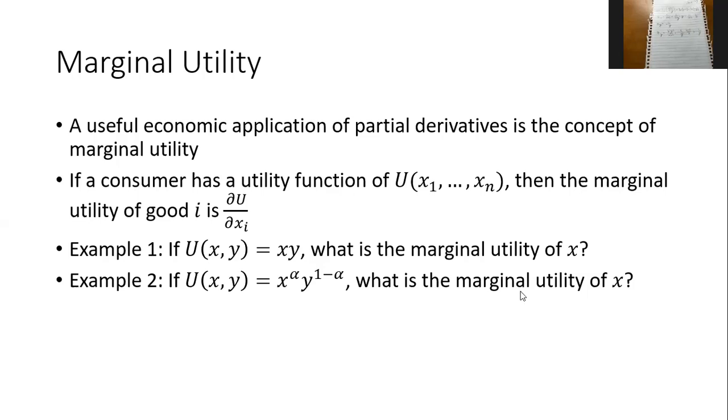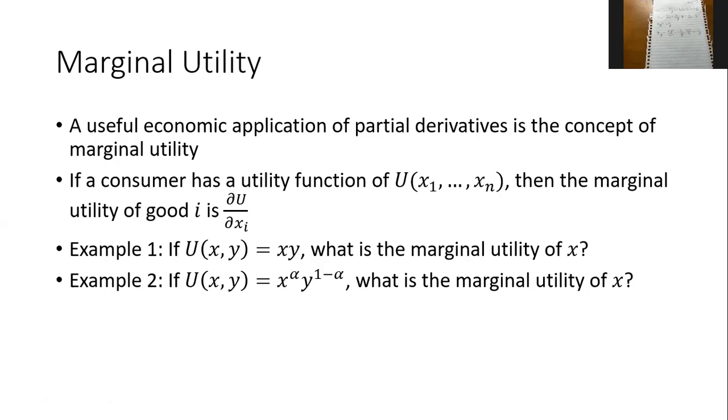So let's talk about marginal utility here. If a consumer has a utility function, utility is a function of n consumption choices. I can choose how much of good 1 I want, how much of good 2, good 3, all the way up to good n. And x1 is a variable that says how many units of good 1 do I have, dot, dot, dot, all the way up to xn, which is how many units of good n have I chosen. If I have a utility function which describes that, the marginal utility of good i is simply the partial derivative of u with respect to the variable xi, where i is any number between 1 and n.